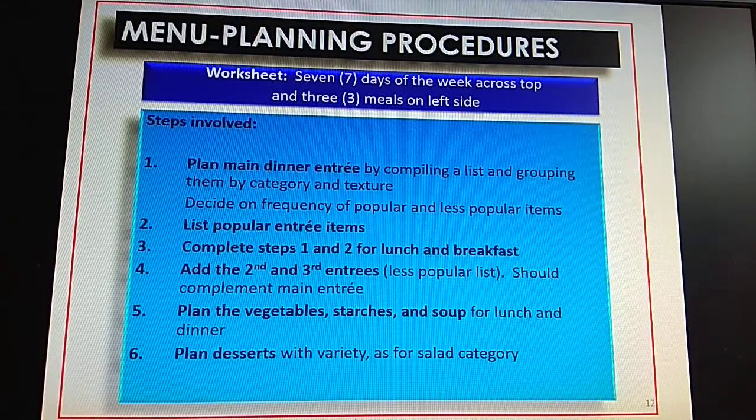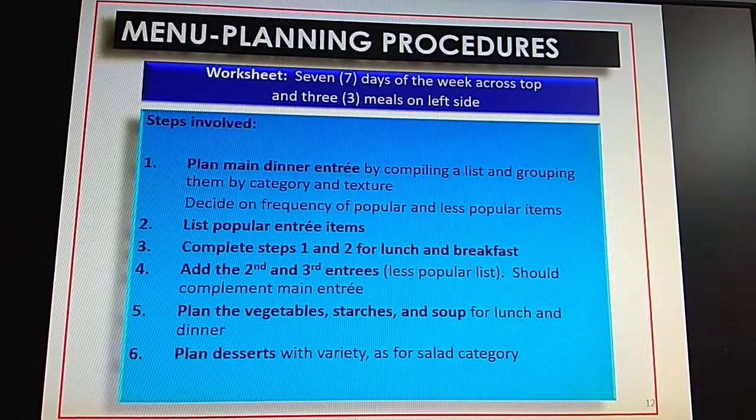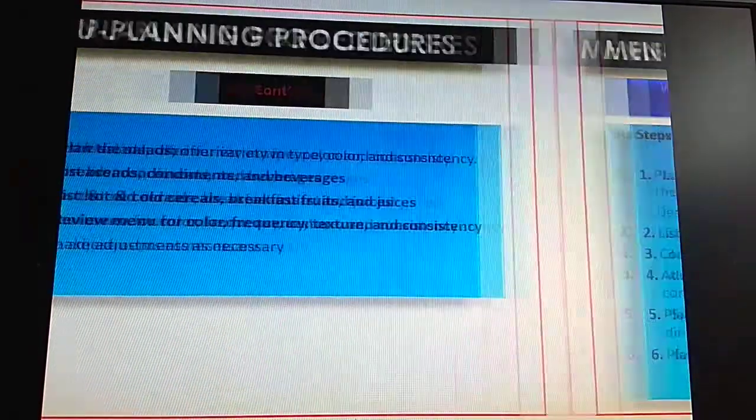Once the decision is there, which one is popular and which one is not, list the popular entree items first. Complete steps 1 and 2 for lunch and breakfast, and then add the second and third entrees, which is the less popular list. And then complement the main entrees. How do we complement them? Plan the vegetables, starches, and soup for lunch and dinner. Put them together with the entrees that we have put in the first place. And then plan desserts with variety, as for the salad category.